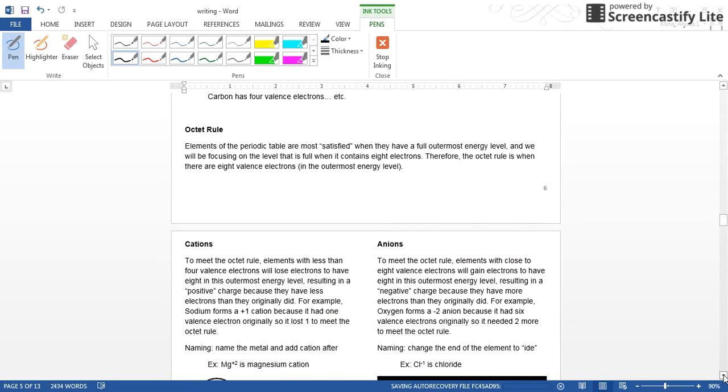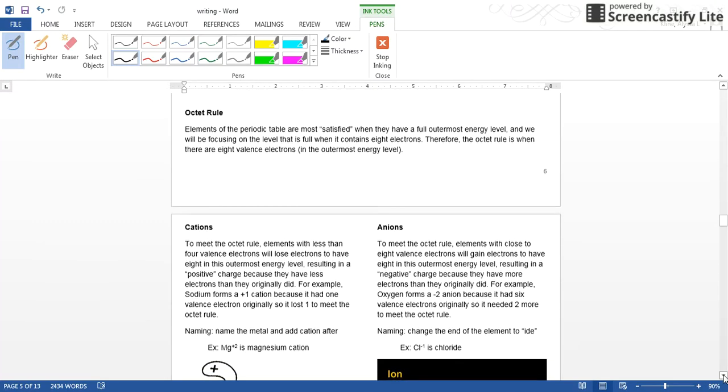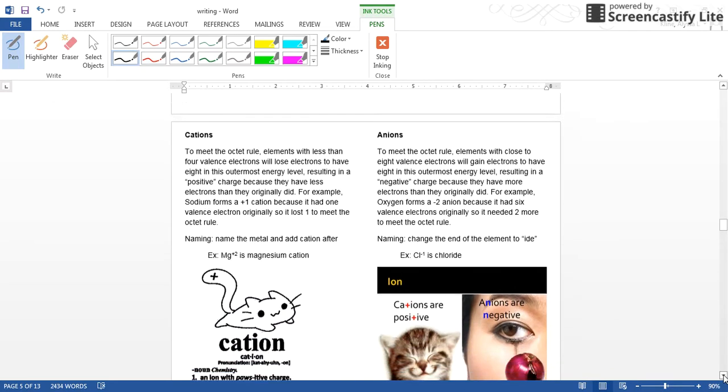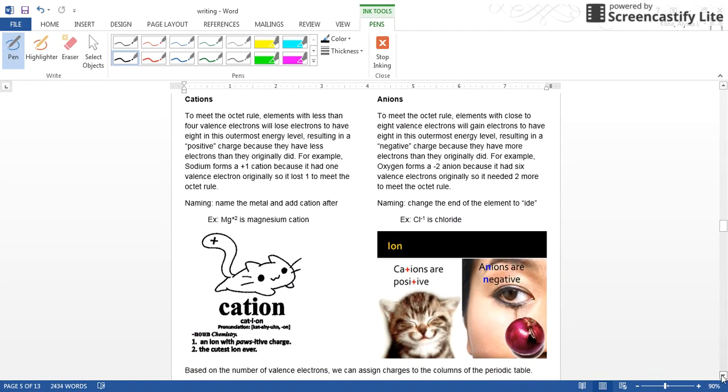But the octet rule is going to be really important this year. Any element is looking for 8 electrons, okay, 8 valence electrons. And if not, they might have some charges. There's two things here that are going to be important to be familiar with this year: cations and anions. Cations are going to refer to the positive charge, okay? It's going to be elements that have less than 4 valence electrons. It'll be easier for them to lose to get to 8 than try to gain a bunch more.